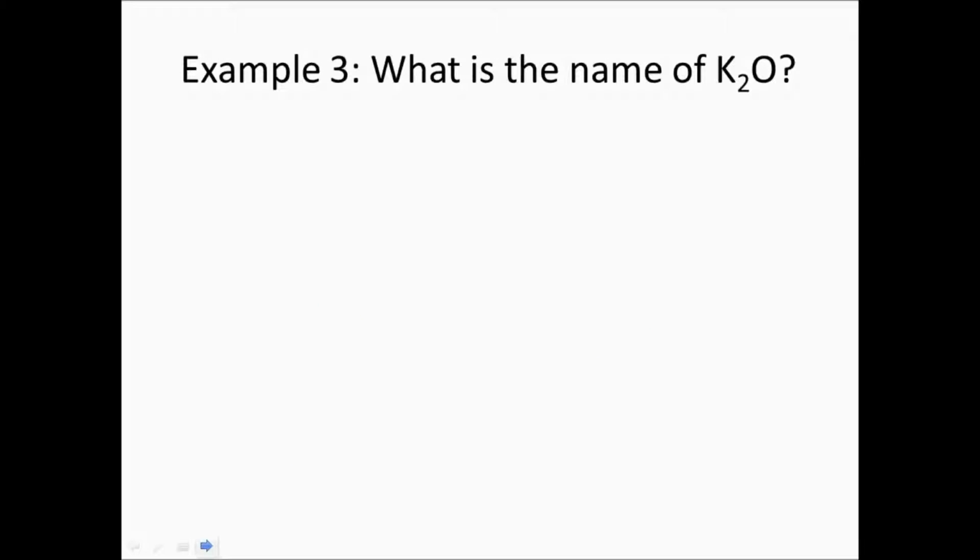The reverse of this in terms of naming is relatively straightforward. Let's take an example. Here I have the cation is K, the anion is O. K is potassium and O is oxide. And so that's how you write down the name.